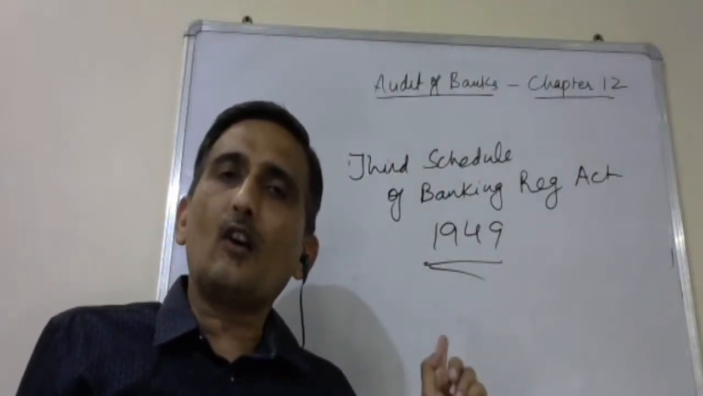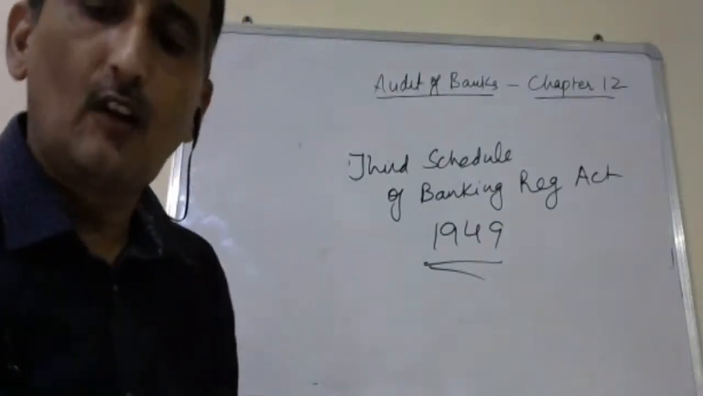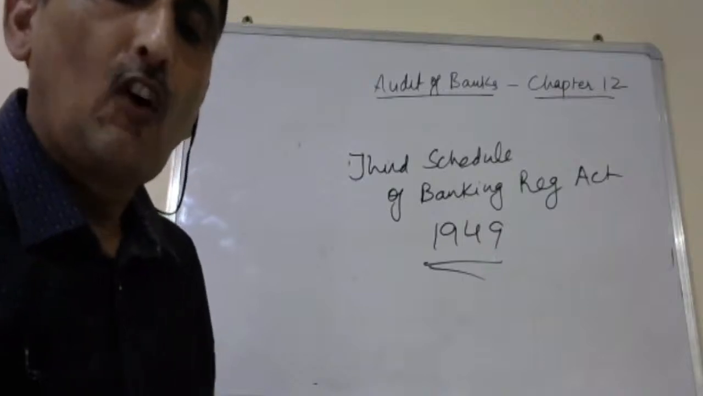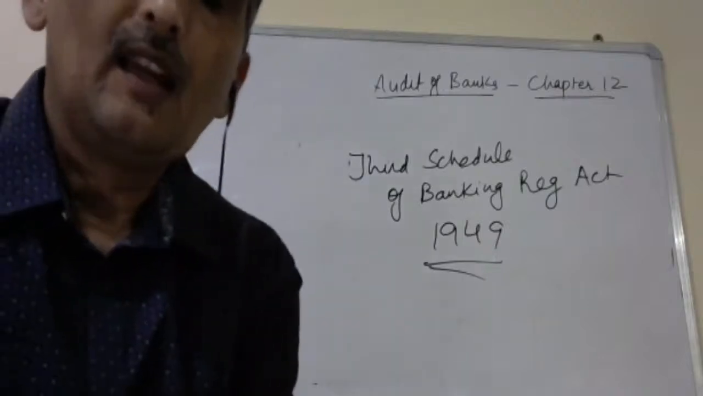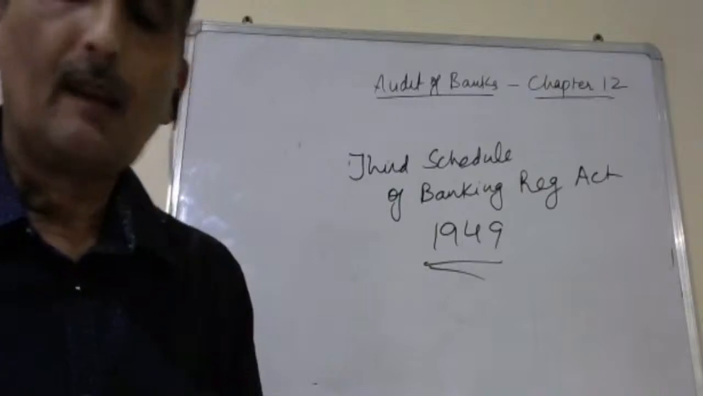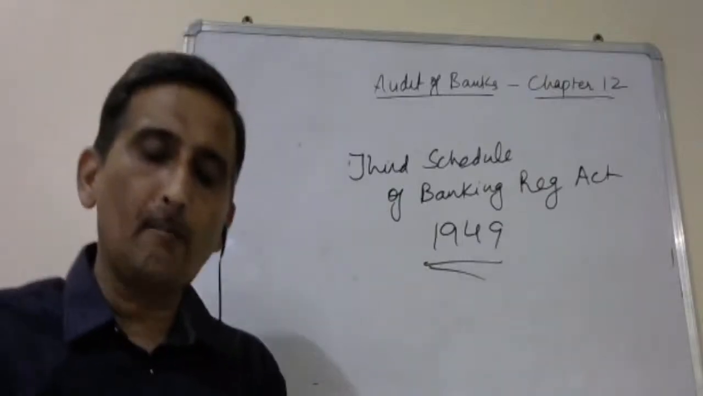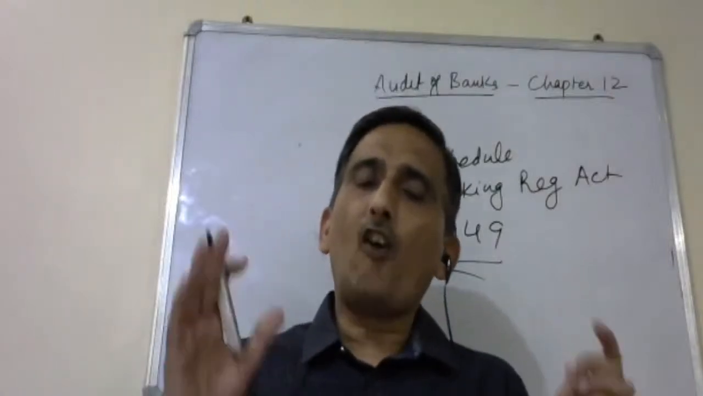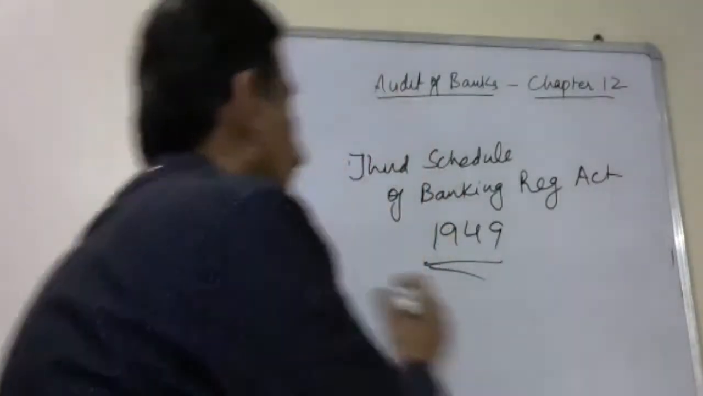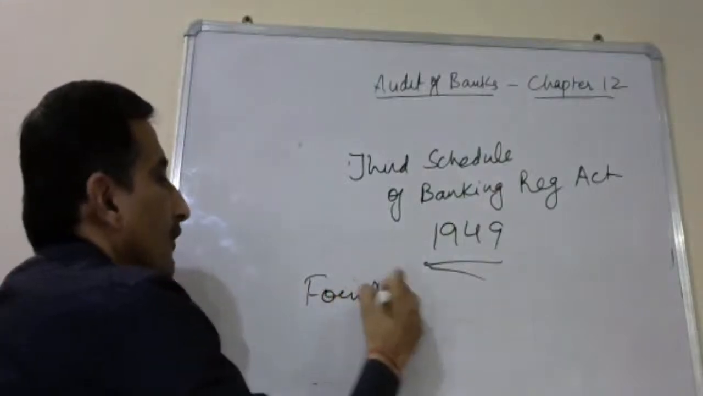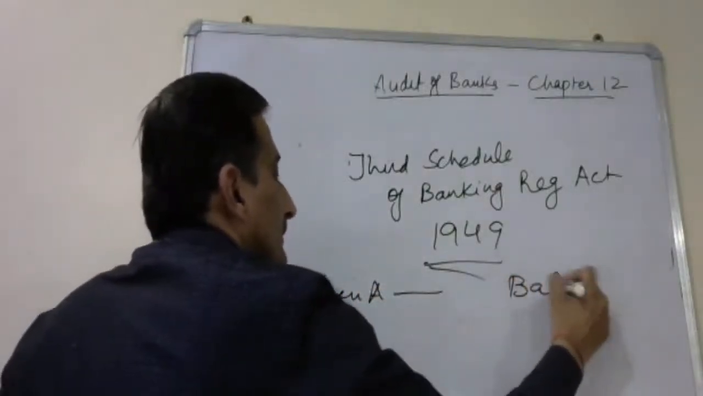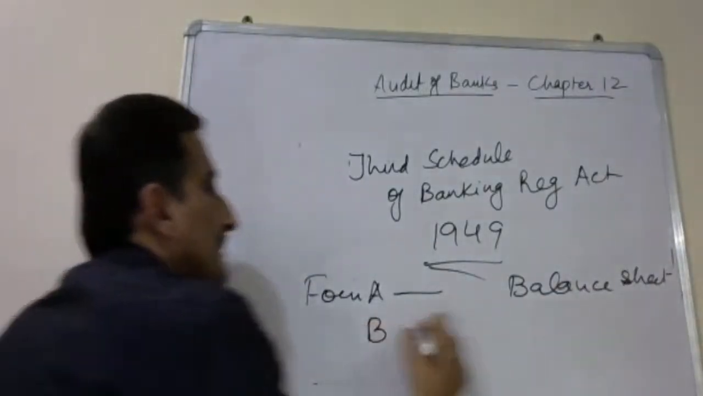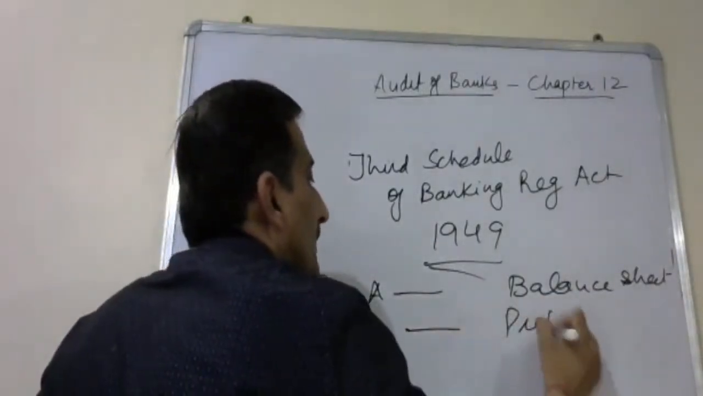And it consists of two parts. What are those two parts? It has Form A and Form B. Form A consists of the balance sheet, and Form B consists of the profit and loss account.